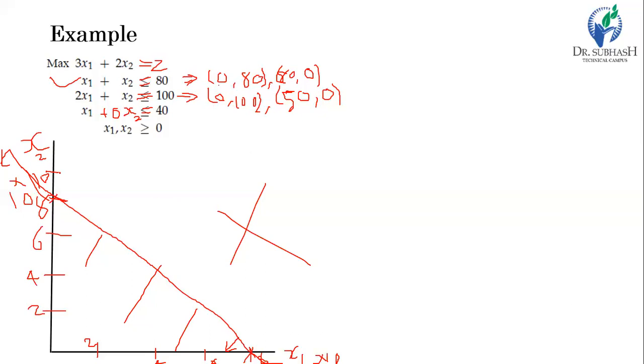So this point is (0, 100), and another point is (50, 0). So 50 is midway somewhere here. It is (50, 0), because x2 equals 0 and x1 equals 50. So again, I draw a line which must pass through these points from this equation.